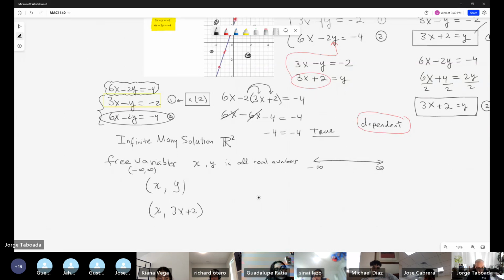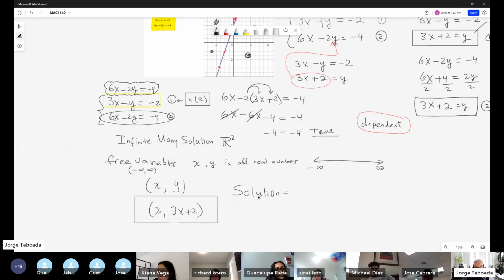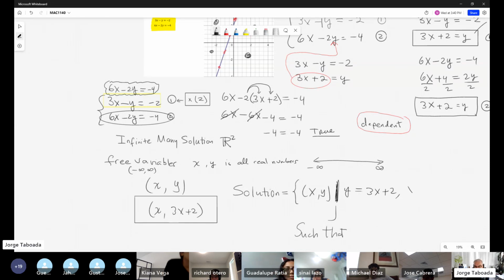There are many ways to express this. The majority of the examples in Alex, they like that way. However, another more sophisticated way is that the solution is expressed using set-builder notation as X comma Y such that, this symbol indicates such that, I don't know if you are familiar with this mathematical symbol, such that if you put the equation Y equals 3X plus 2, comma, and you declare that X is any real number.